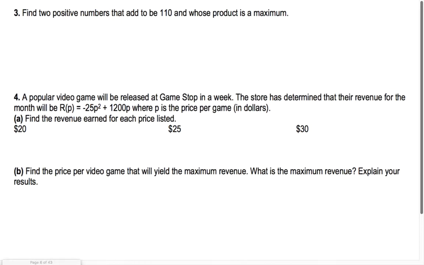So find 2 positive numbers that add to be 110 and whose product is a maximum. So 2 positive numbers that add to be 110. So we're going to say x plus y is equal to 110. And we want the product of those numbers to be a maximum.